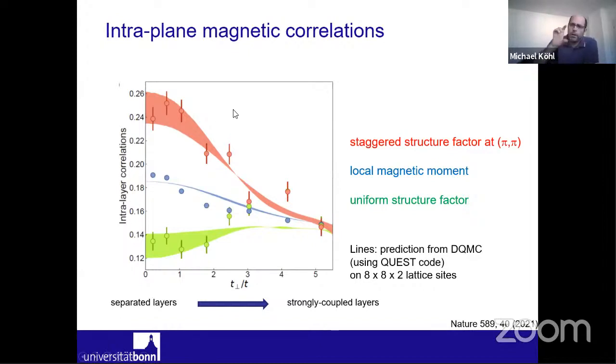And now, as we allow for more and more hopping between the planes, we see that the staggered structure factor reduces to the local moment. Basically, this means all the antiferromagnetic correlations go away, and for strong coupling between the layers, we only have the local moment which governs the magnetic properties of the system in the plane. So the more coupling we allow for between the planes, the weaker the antiferromagnetic correlations in the plane become. The data that I showed here are the experimental ones, and the bands are numerical calculations using the DQMC QUEST code.